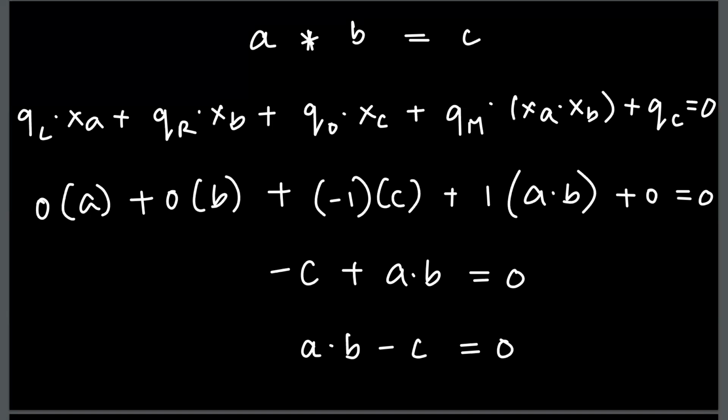You can take another example of multiplication. Let's say you have a multiplication gate and you want to express that one. QM would be 1 here, and QL and QR would be 0, because QL and QR come into play only when you have addition. The rest would be the same, and you would get A times B minus C equals 0, which is the original equation you wanted to prove.